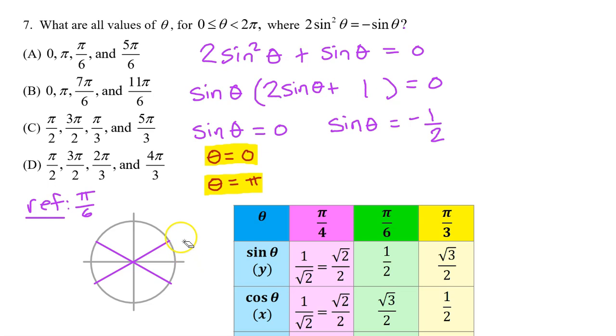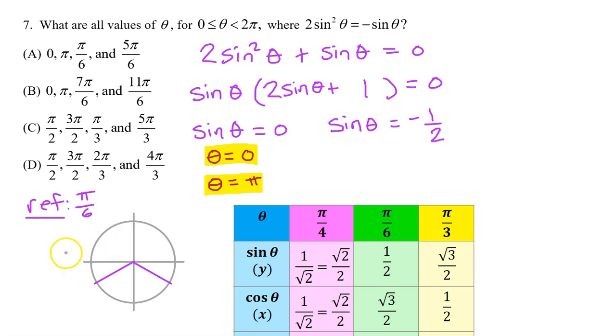On the interval from 0 to 2 pi, here are the 4 angles with a reference angle of pi over 6. Since we want sine to equal negative 1/2, we need to stick to quadrants 3 and 4, where the y value, and thus the sine function, is negative.